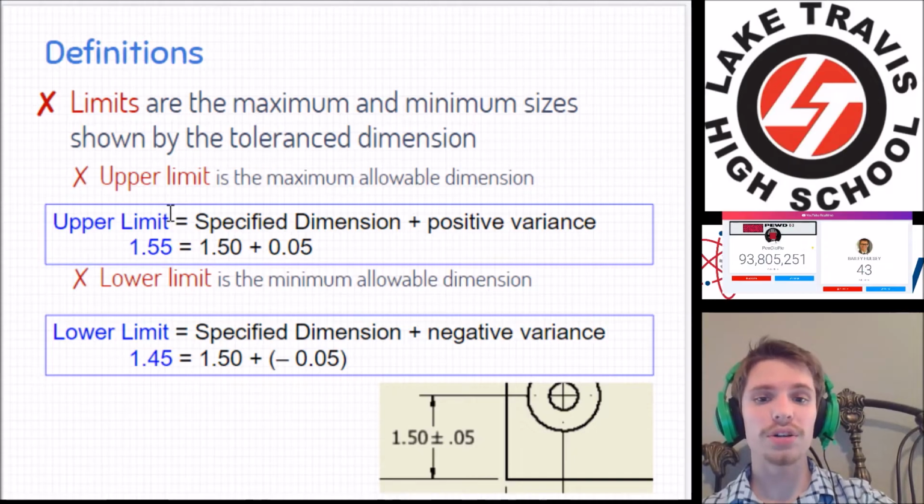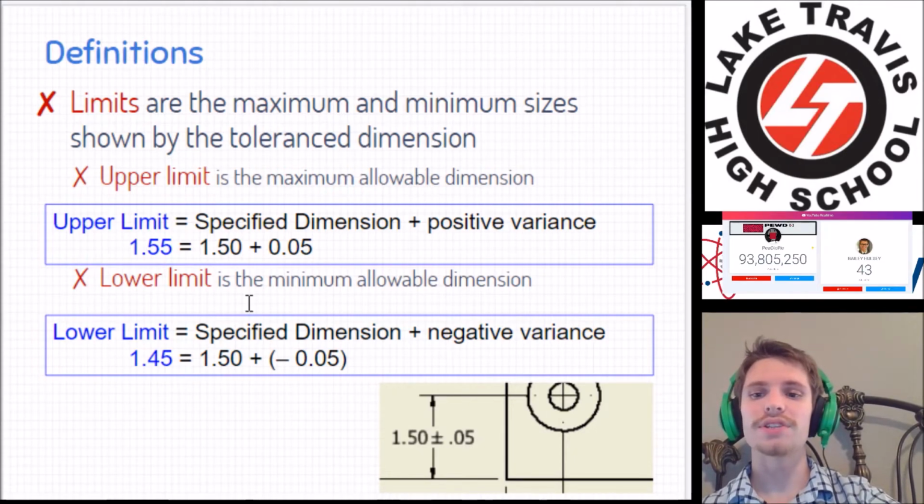There's one style or one type of dimension that already says these explicitly. It leaves out the variance, and that is the limit dimension. So the limit dimension, you don't have to calculate anything to get upper and lower limits. They're already there. It's just that there's no specified dimension.